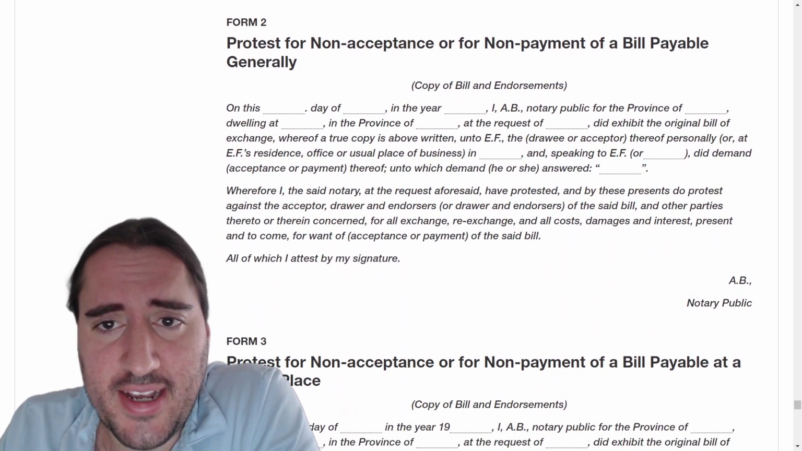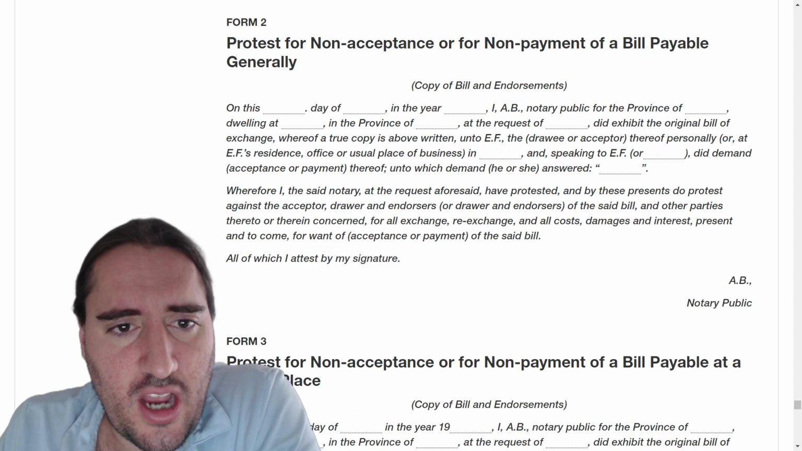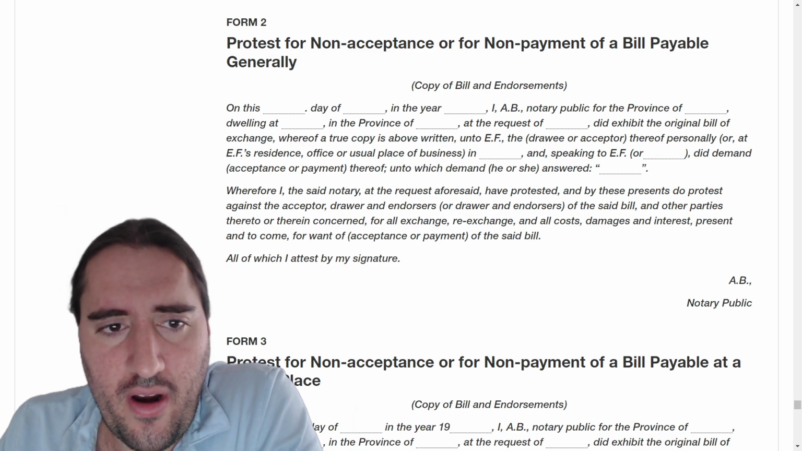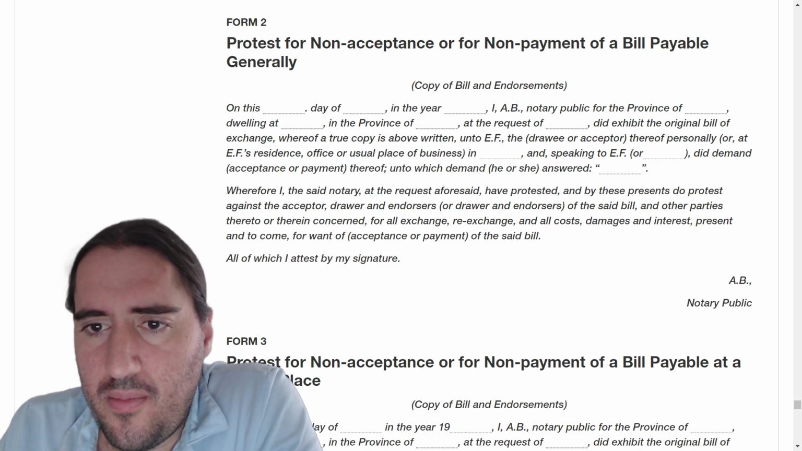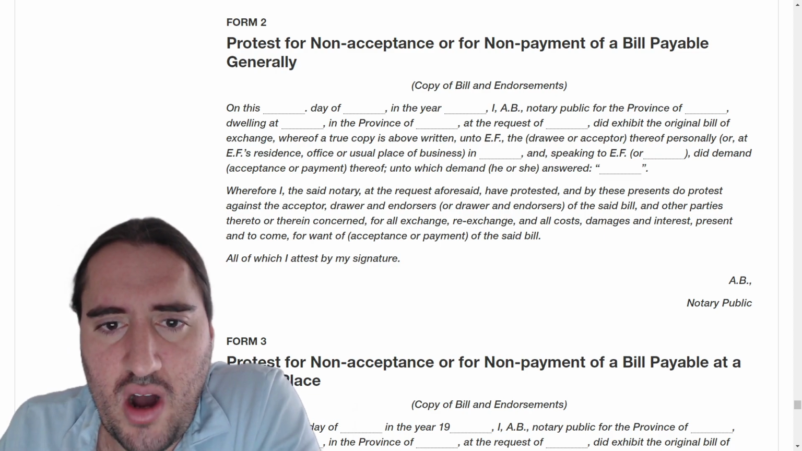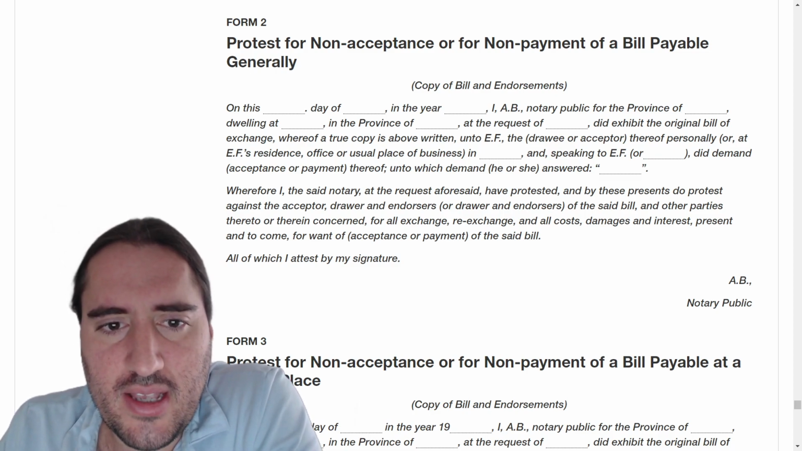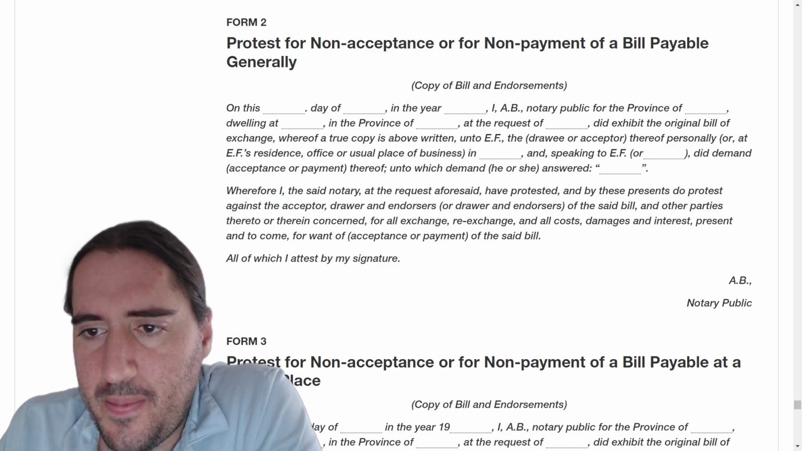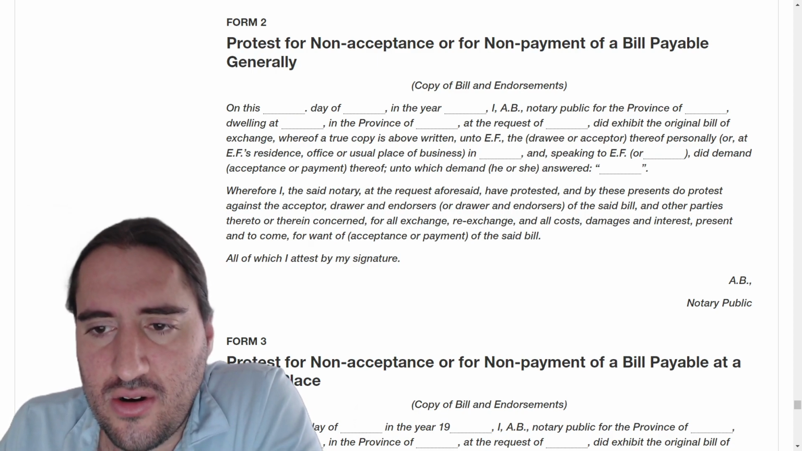Form number 2, protest for non-acceptance or for non-payment of a bill payable generally. So again, you copy the bill and the endorsements. On this whatever day of whatever year, I, the notary public for whatever province, dwelling at wherever I'm dwelling, at the request of the drawer or endorser, did exhibit the original bill of exchange, whereof a true copy is above written, unto EF, the drawee or acceptor, personally or at EF's residence, office, or usual place of business in wherever it is, and speaking to EF or whoever you spoke to, did demand acceptance or payment thereof, unto which demand he or she answered that he is not paying, not accepting.